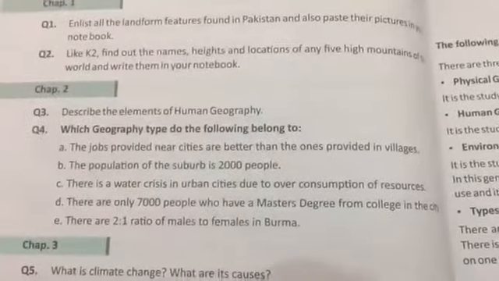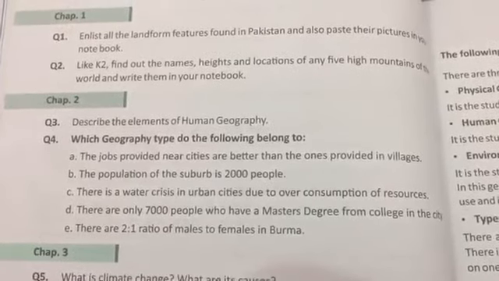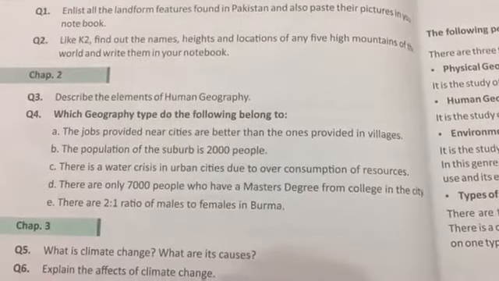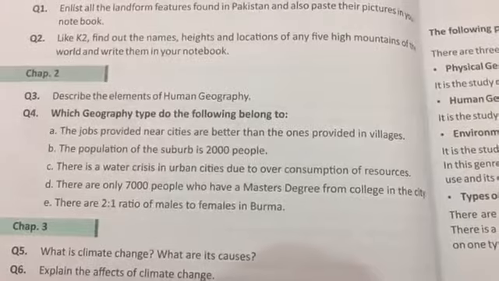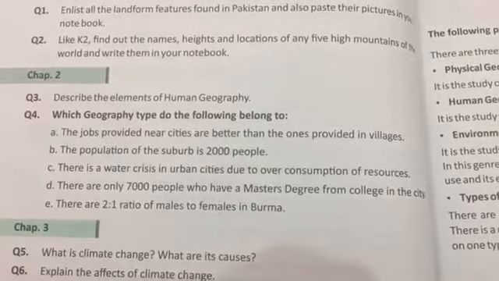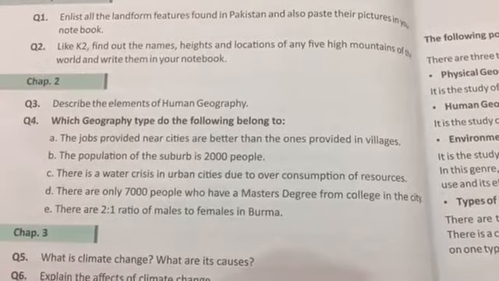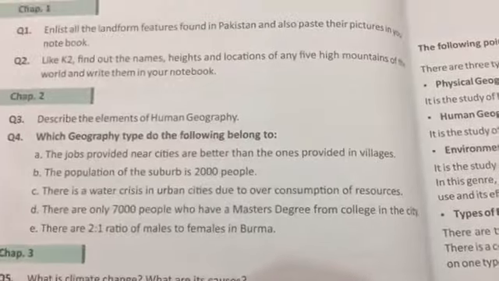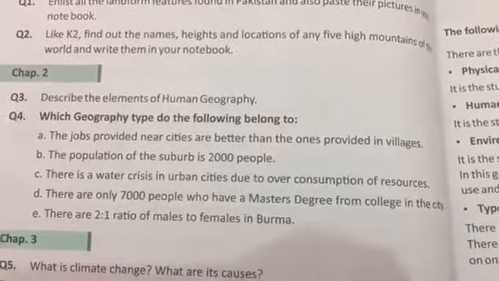Okay, then we have: the population of the suburb is 2,000 people. You have to tell which type of geography this is. There is a water crisis in urban cities due to overconsumption of resources. Number D is: there are only 7,000 people who have a master's degree from college in the city, and there is a 2:1 ratio of males to females in Burma. So you have to tell which geography type the following belong to.